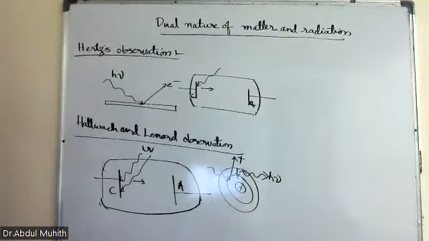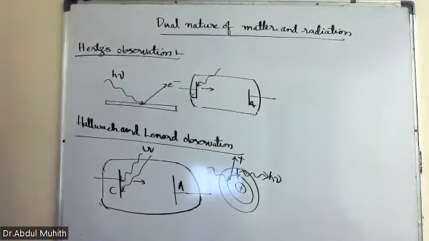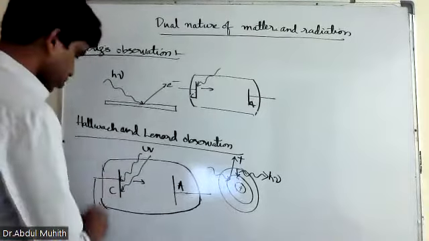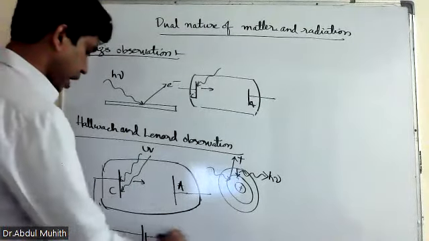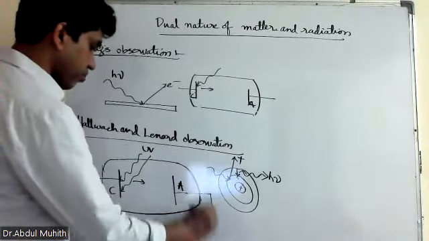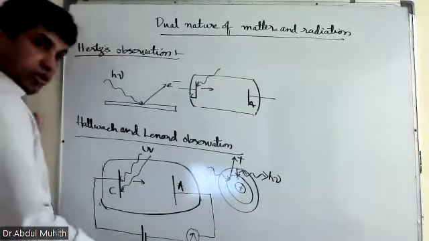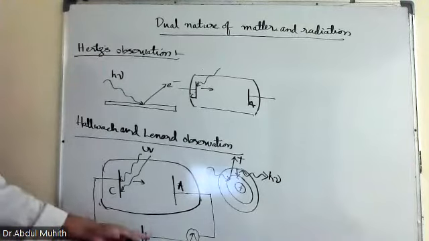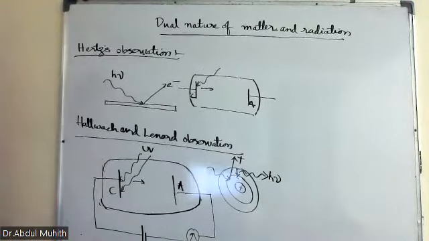Okay. So what happened here? They studied how the photocurrent varies. They connected this one to a circuit and an ammeter also, a milliammeter or microammeter. Then they saw the movement of electrons. They saw the movement of the electrons. So this happened in Lenard's observation.